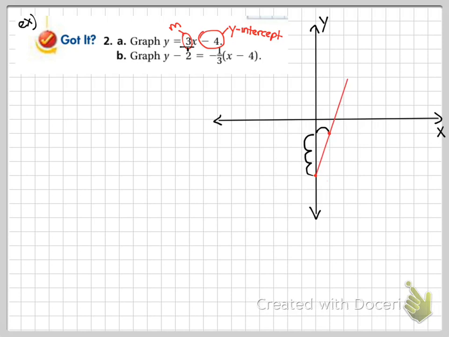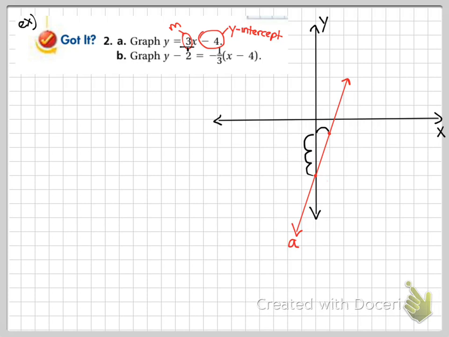I am going to ask that you use a ruler to connect your lines when you're doing those. That's a little crooked. There we go, that's better. All right, so that is our line for this one. We'll call that first one line A.